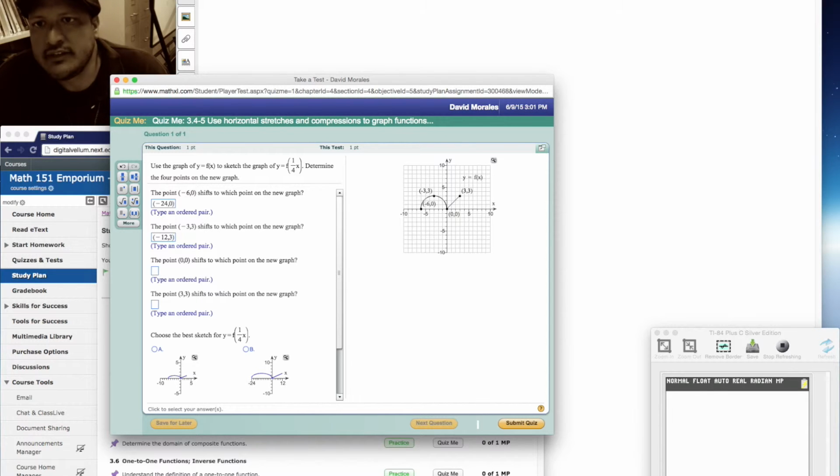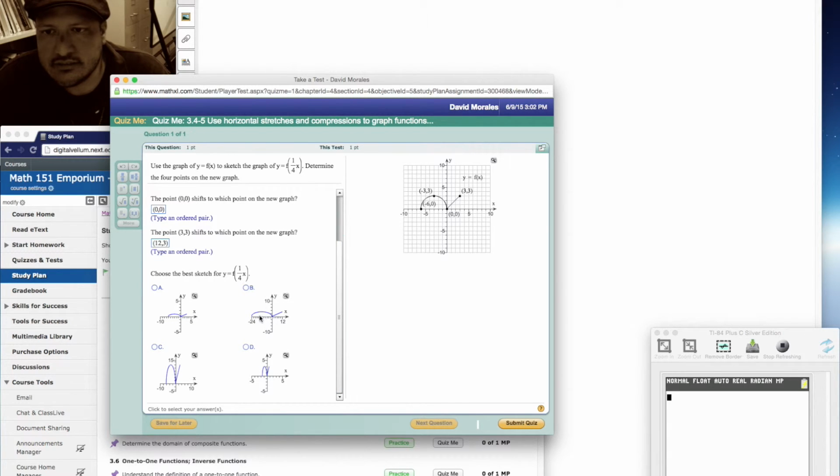Now why is this? Because if you think about it, if I plug in negative 12 here, I'm going to multiply it by a fourth, right? So that gives me negative 3. If I plug in negative 24 and divide it by 4, I get negative 6. So this becomes that through this transformation here. So this stays the same. The point 3, 3 goes to 12, 3. It's basically stretching it out, and it looks like only this one. Well, here we have the points, right? This one goes to negative 24. It's the only one that does that.